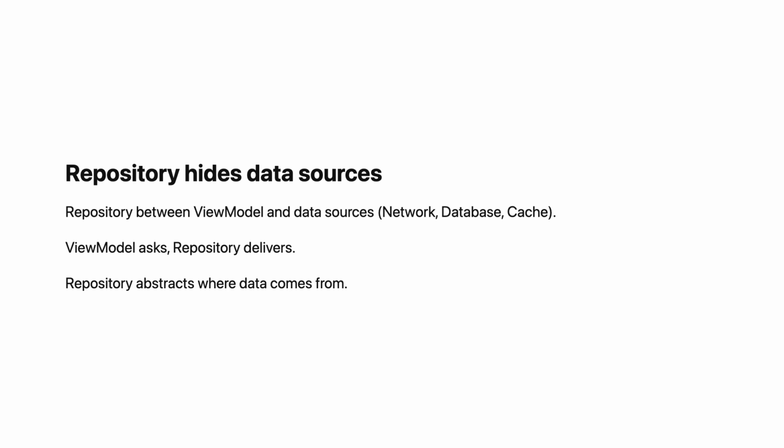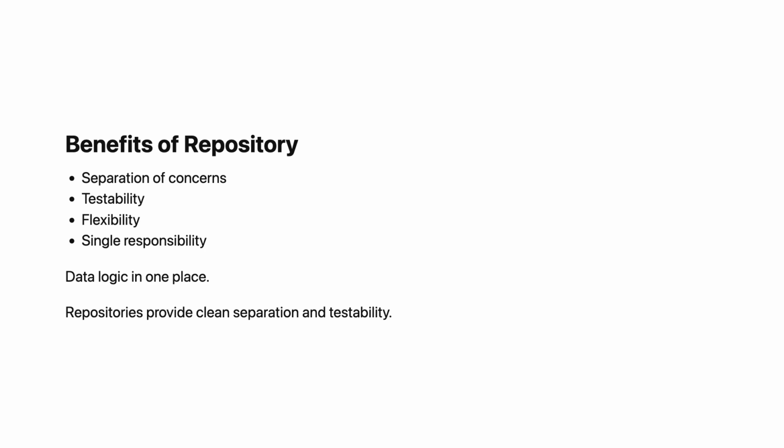Separation of concerns. View model manages UI state. Repository manages data. Each has one job. Testability. Replace the repository with a fake in tests. No network needed. No database needed. Fast, reliable tests. Flexibility. Start with network only. Add caching later. The view models do not change. Single responsibility. Data fetching and logic in one place.